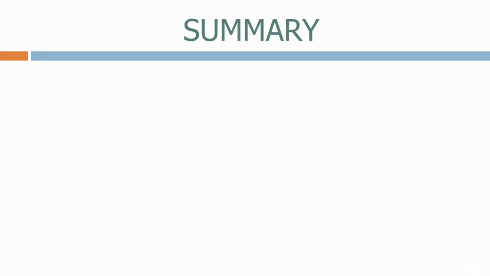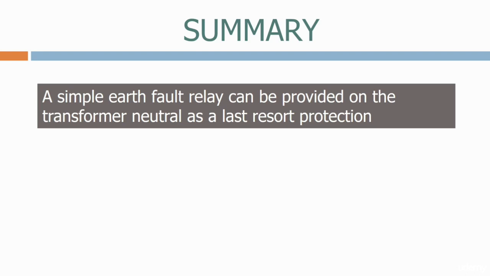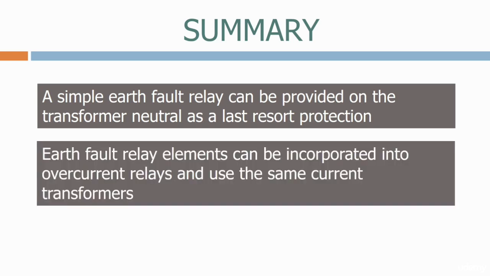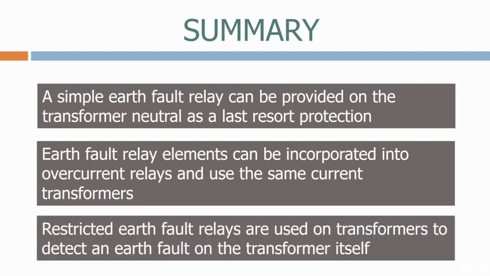Let's summarise what we've learned today. A simple earth fault relay can be provided on the transformer neutral as a last resort protection. Earth fault relay elements can be incorporated into overcurrent relays and use the same current transformers. Restricted earth fault relays are used on transformers to detect an earth fault on the transformer itself.